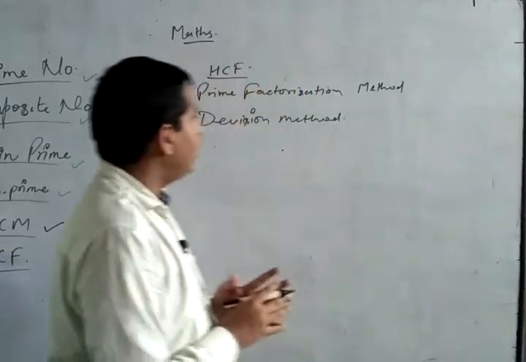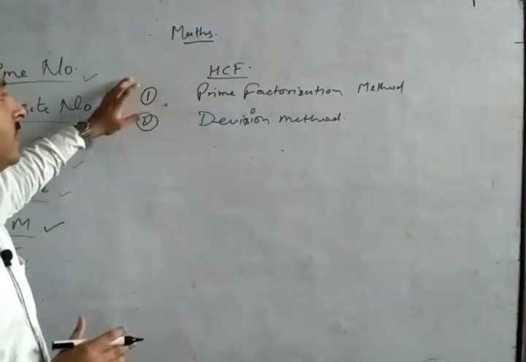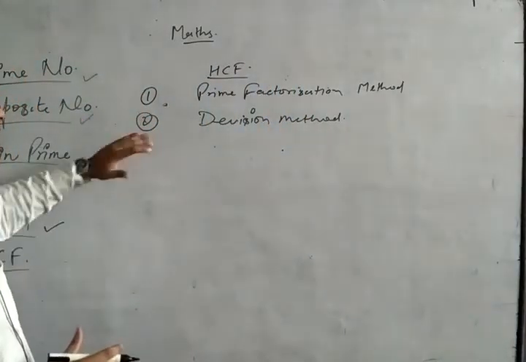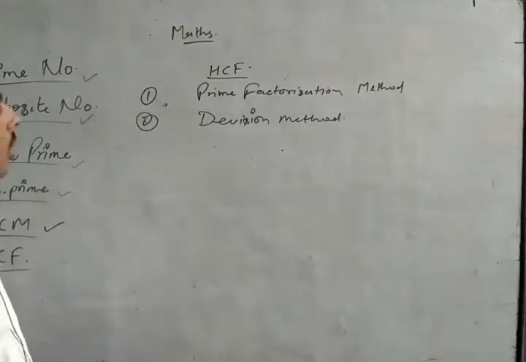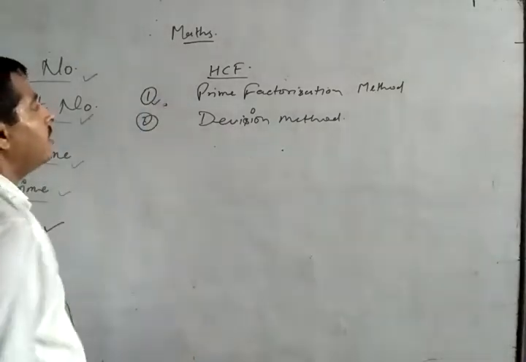How will we calculate it? We have two methods to calculate HCF. First is the prime factorization method, then second is the division method. Now we are going to discuss the prime factorization method first.